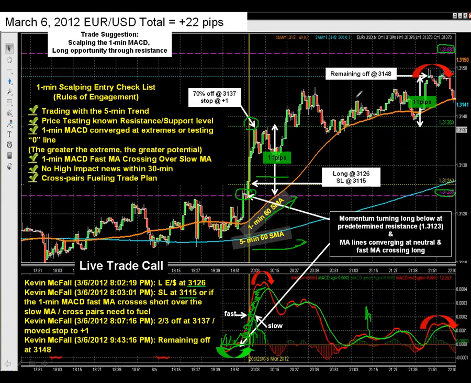And then finally price did come up to 31.48. At 31.48, we took our final position off, where I like to take at least 2/3 off on the first position and have 1/3 running, for a total of 22 pips. So this all took place in the Asian session on March 22nd.